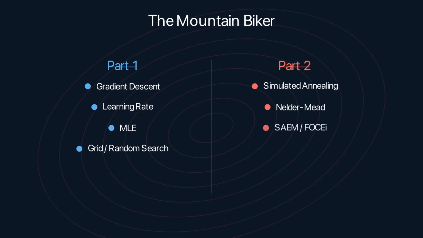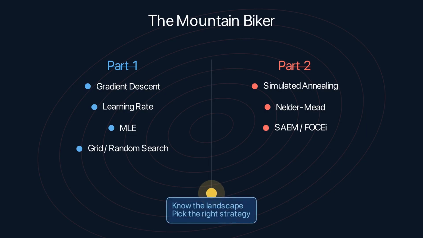Simulated annealing for escaping ditches. Nelder-Mead when you can't feel the slope. SAEM and FOCEi for the pharma-specific terrain. Know the landscape, pick the rider, and always check if your valley is the deepest one.